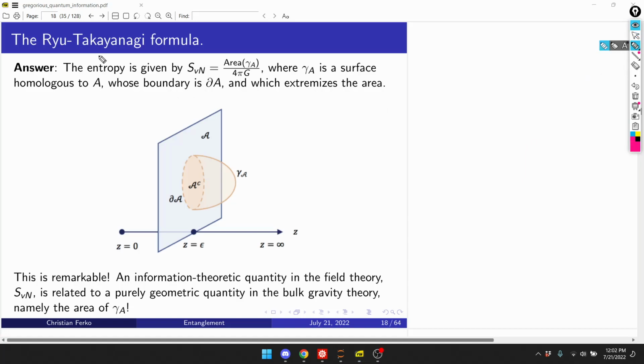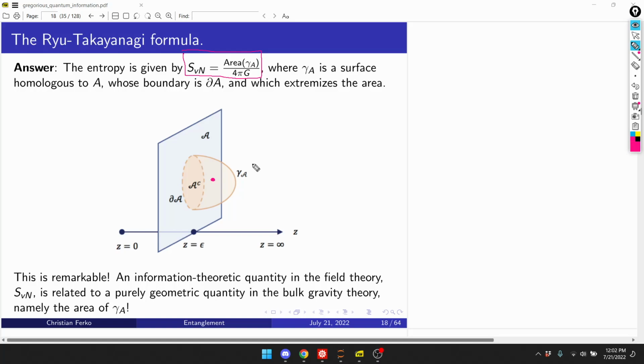And it's beautiful. So this entropy, the von Neumann entropy, is exactly given by the area of some surface, some extremal surface, which is here called gamma sub A. And that surface has some properties. It has to be homologous to the region A, which means I can't have like a black hole in here, which would be like excising a point.